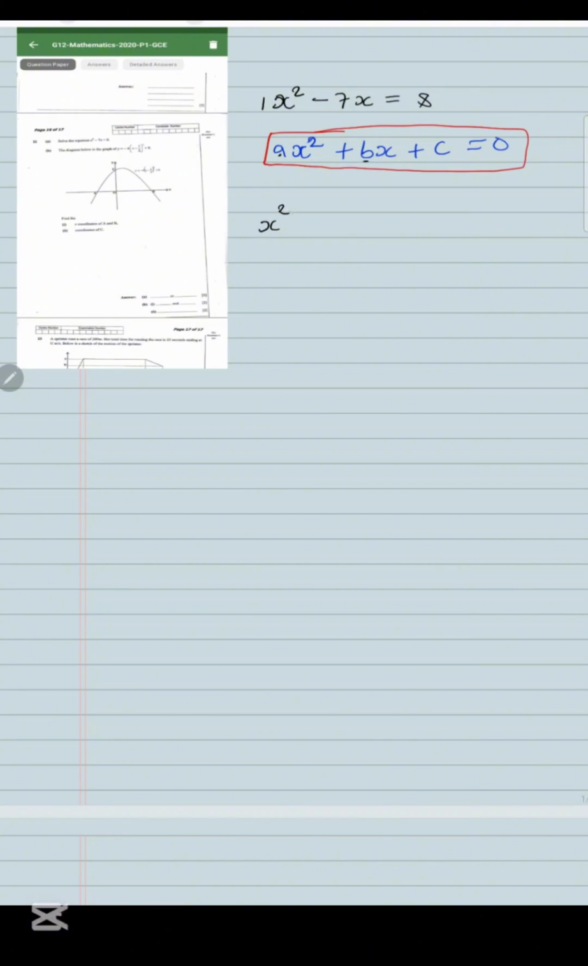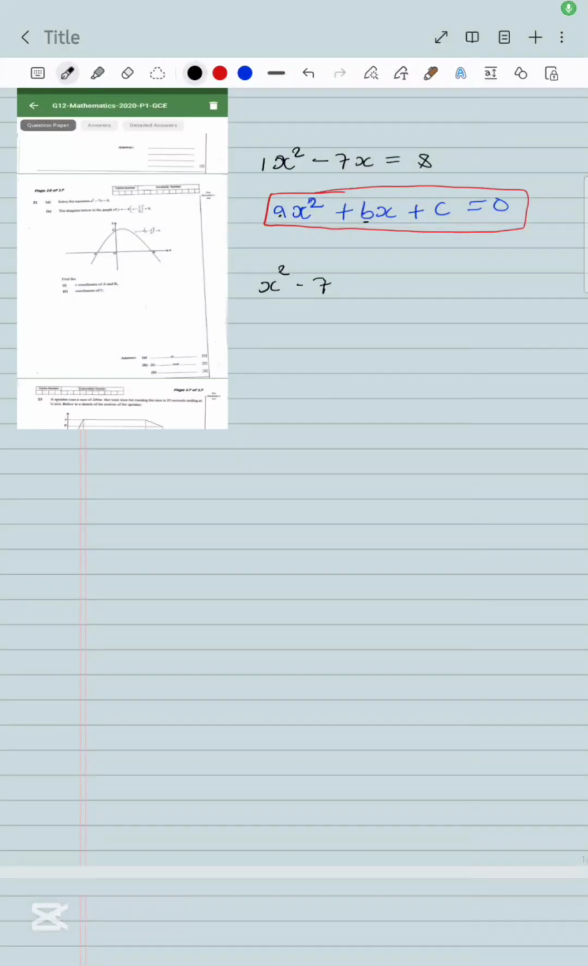x squared minus 7x. Now we're going to get this 8 and put it across the equal sign. It's going to move from the right part to the left part, meaning it becomes negative 8.